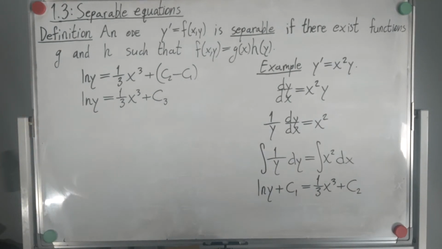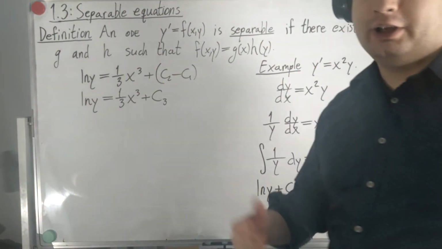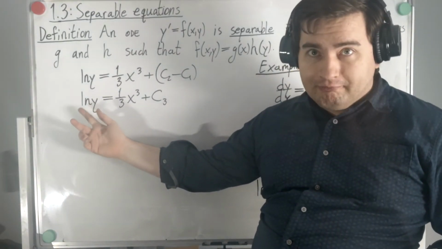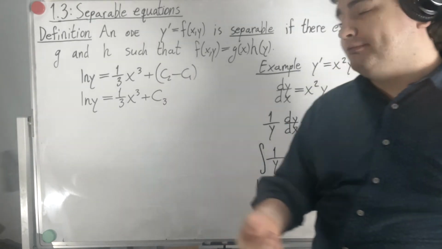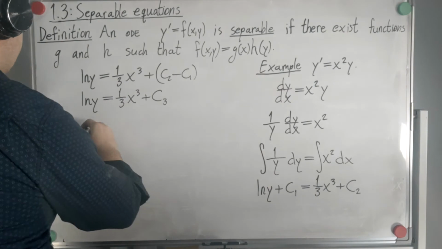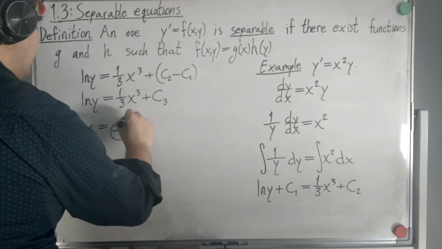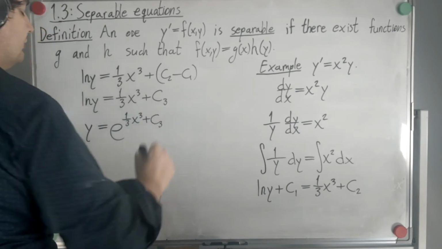All right, and then we need to solve this equation for y. Hopefully, you remember that the way to cancel a natural log is to raise e to that natural log. So we raise e to both sides. We get y equals e raised to the 1/3 x cubed plus c3.